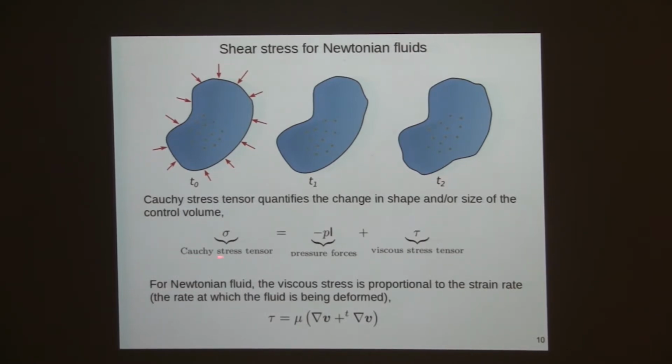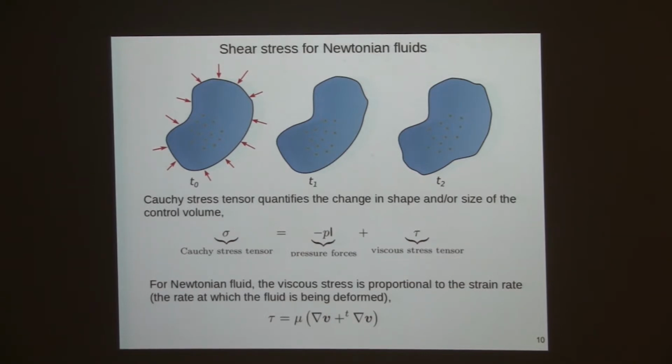This is the Cauchy stress tensor, here this sigma, and we have again two different sources of deformation. One is related to the pressure forces on the surface. The second one is due to the viscous stress tensor. The viscous stress tensor can be very complicated for non-Newtonian flow. For Newtonian fluid, like a classic liquid in most cases, we say that the viscous stress is proportional to the rate at which the fluid is being deformed. This is what we write here, and the coefficient of proportionality is the viscosity.